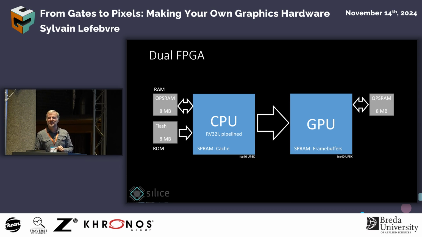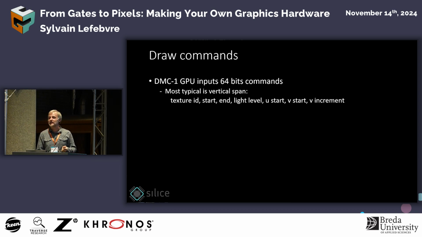And here, let's talk a little bit about what happens between the CPU and the GPU. So of course, there are commands being sent between them. And the commands in my GPU design are 64 bits. And what they contain is the texture ID, the start coordinate on the column, the end coordinate on the column, the light level, the U and V texture coordinates start, and the V increment as you go down. This is for a vertical span, let's say, of a vertical wall. Of course, if it's a planar span for any plane in space, you have additional information that you send ahead of time regarding the plane equation. I have a full write-up on this that was linked before, if you're interested.